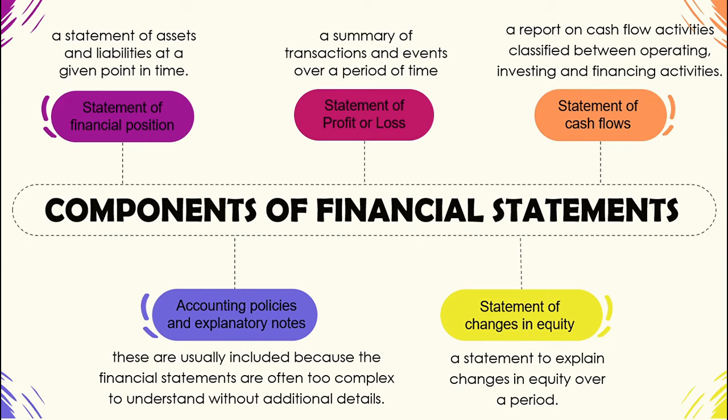The components of financial statements. There are five components of financial statements. The first one is the statement of financial position. The statement of financial position is a statement of assets and liabilities at a given point in time. Next, the statement of profit or loss. The statement of profit or loss is a summary of transactions and events over a period of time.